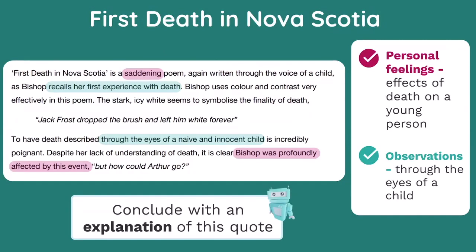I would just say, maybe to conclude this point, by explaining the quote, because she finishes on, "But how could Arthur go?" which in itself is a question that's unanswered, and maybe it's inexplicable to this child. Maybe just a nice concluding remark to suggest that this is one of the unanswered questions of the child Bishop, that she wasn't able to answer, and it left her with a sense of confusion. Just thought it might be a nice way to round off the point, but otherwise really nice use of quotation in this paragraph as well.